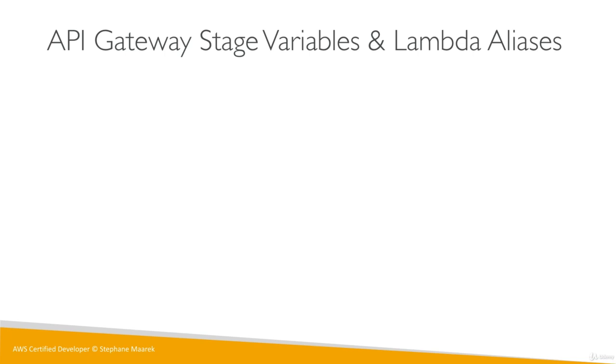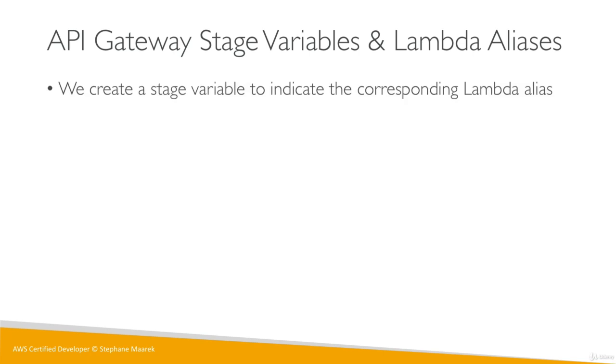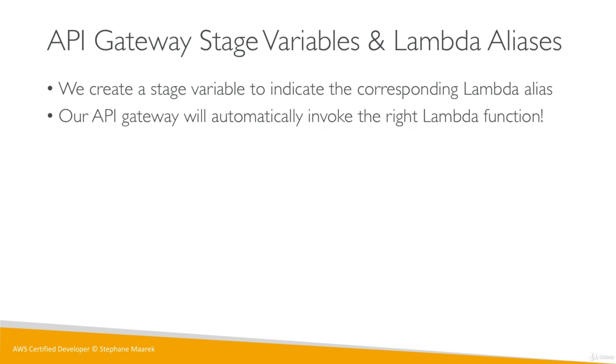So how do we use them? A very common pattern of using the stage variables is to use them with Lambda aliases. You remember, Lambda aliases were pointing to Lambda versions, and so we can use a stage variable to point to a specific Lambda alias. And so our API Gateway automatically will invoke the right Lambda function based on the alias pointed to by the stage variable. So let's make it concrete with a diagram.